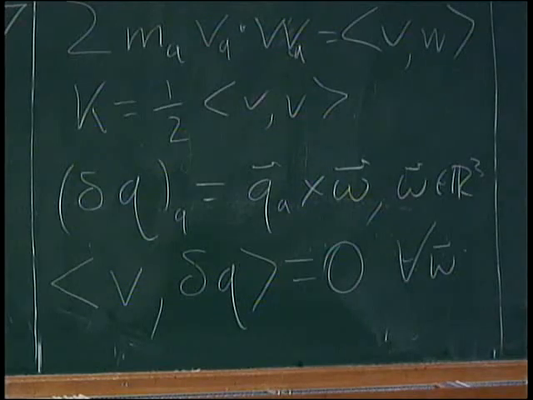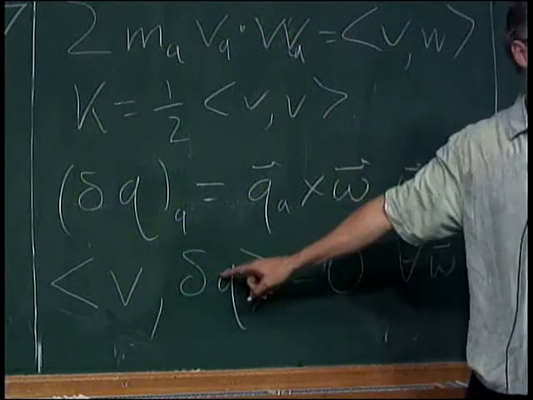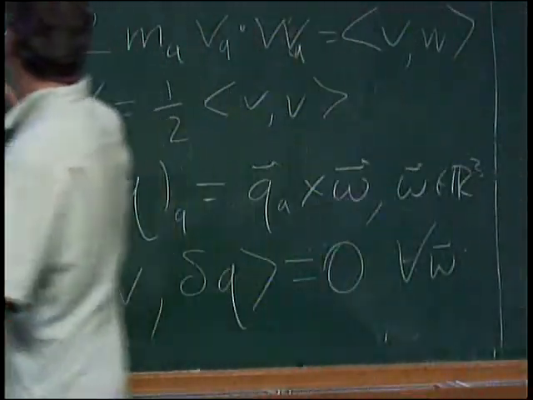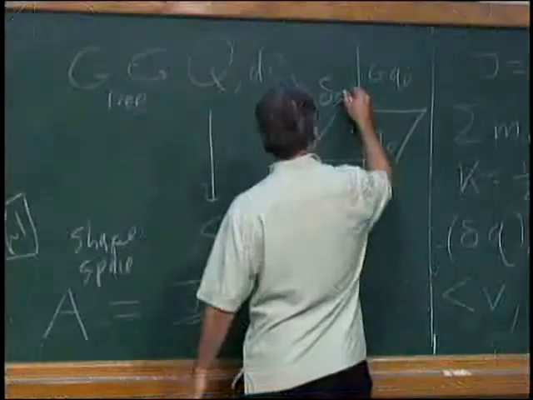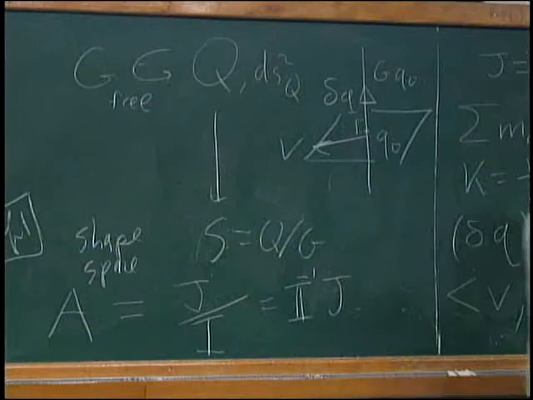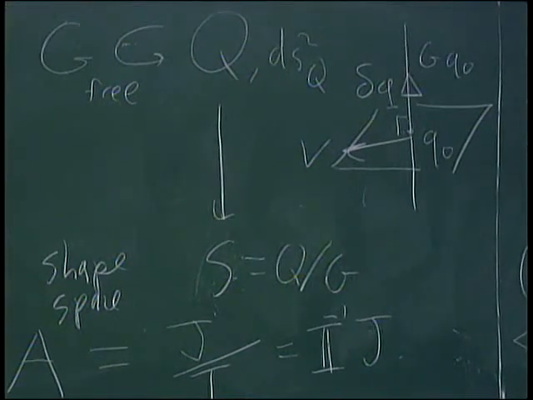So we want to say the velocity is perpendicular to the infinitesimal rotations. I'm computing, here's the delta Q, I'm computing what the condition is on V and just checking. I don't know. They always tell you not to do this kind of thing on the board, but I'm going to do it. I like simple, easy computations.